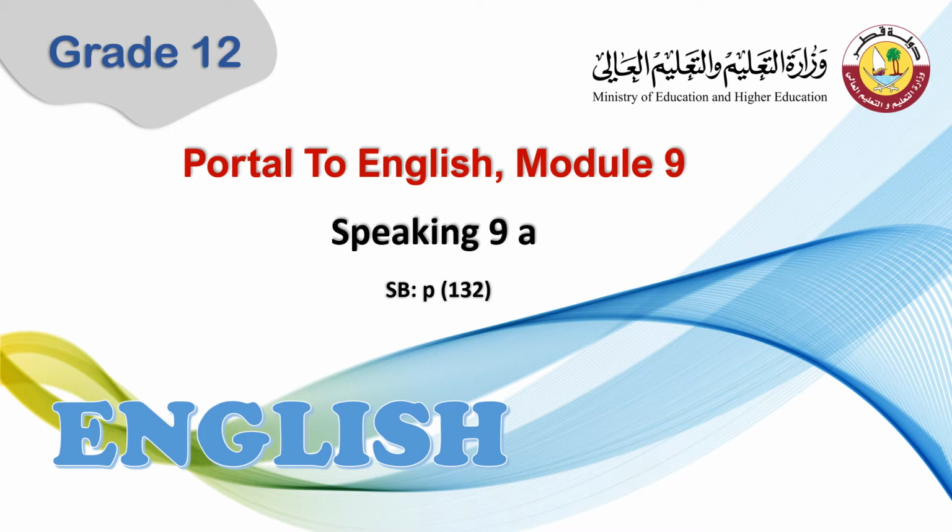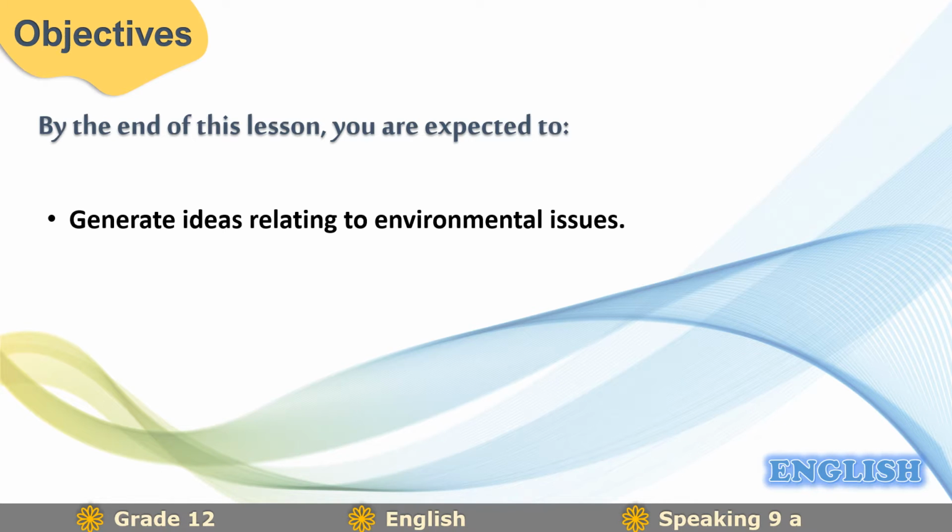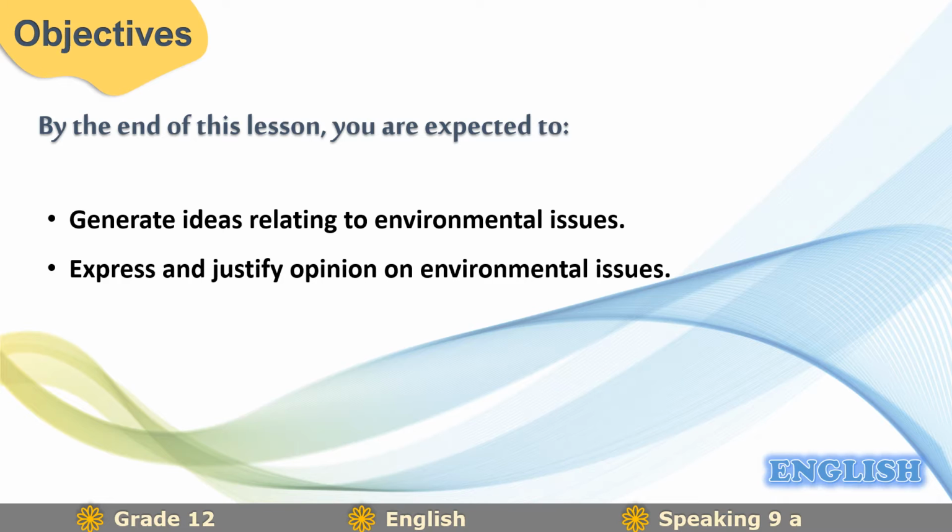Our lesson today is speaking about topics related to the environment. So please, dear students, get your students' book ready on page 132. But before diving into our lesson, let's have a look at our objectives. By the end of this lesson, students are expected to: one, generate ideas relating to environmental issues. And the second objective is to express and justify opinion on environmental issues.